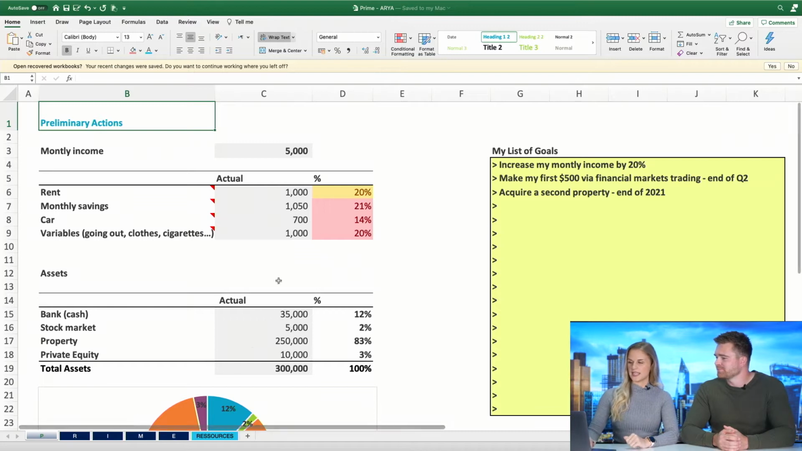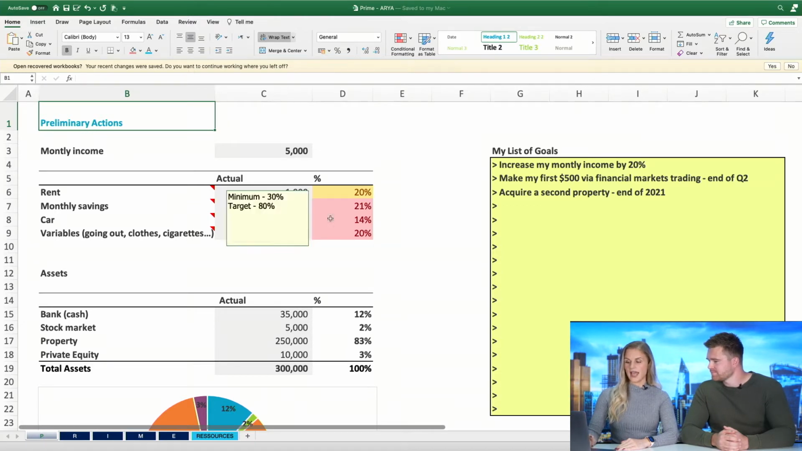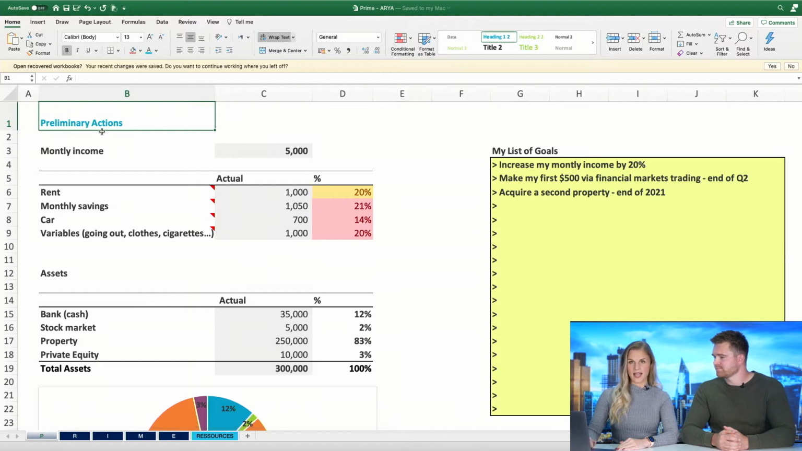So here you can see we have the prime Excel file. Now, this is the file that you are going to customize to your own personal selves. It's going to be all of your current finances and also your projected finances, which we'll come on to later. But here we want you to go through, have a look, and enter everything that you can see here, and we're going to go through each tab individually. So first one is P. This is your preliminary actions.